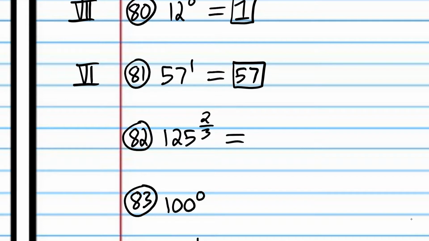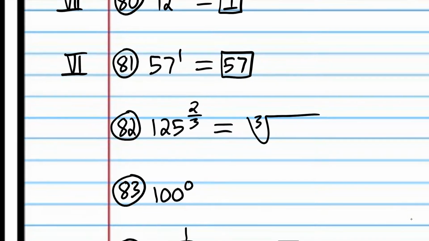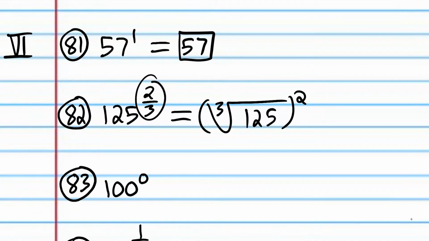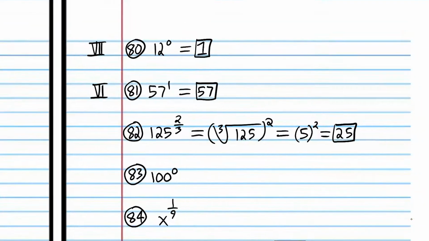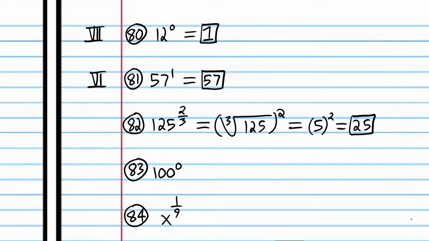All right, we're back. Remember, the denominator of a fraction power is the index of a root, and then you just raise that root to whatever the numerator of the fraction is that's in the power. So now the cube root of 125 is just going to be 5, and then 5 squared is 25. So that one was a little tricky because the cube root of 125 is not exactly an easy number, but you should be able to figure that out with a little investigation.